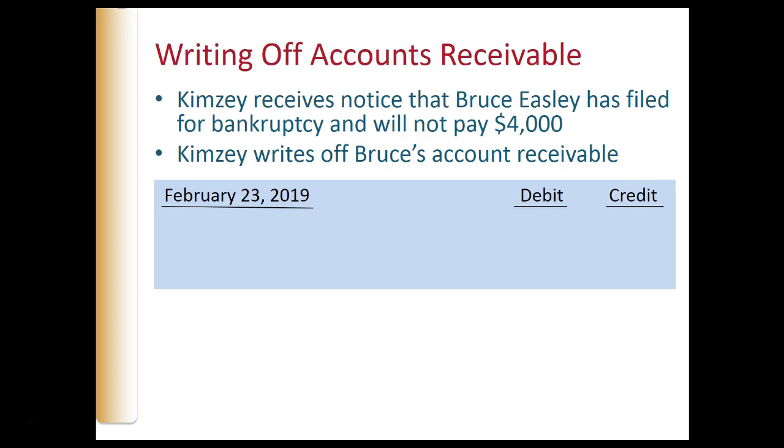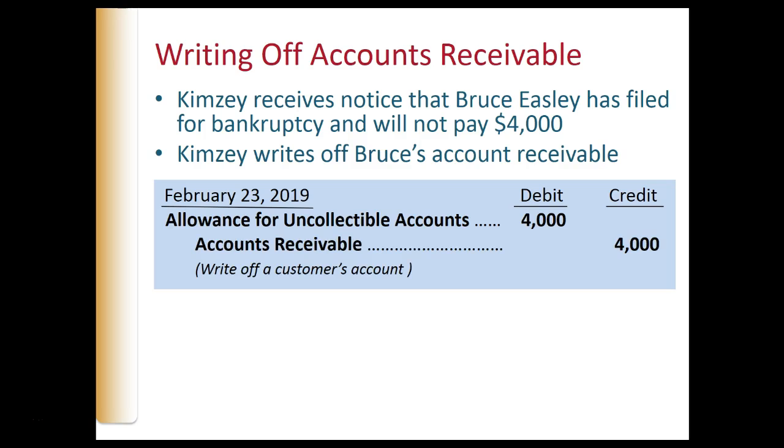Let's suppose that on February 23rd, 2019, the following year, Kimsey receives notice that one of its former patients, Bruce Easley, has filed for bankruptcy protection against all creditors. Based on this information, Kimsey believes it is unlikely Bruce will pay for his account of $4,000. Kimsey previously allowed for the likelihood that some of its customers wouldn't pay, but it didn't know who. Now it looks like a specific customer is not going to pay his bill, and it can adjust the allowance and reduce the accounts receivable balance itself.